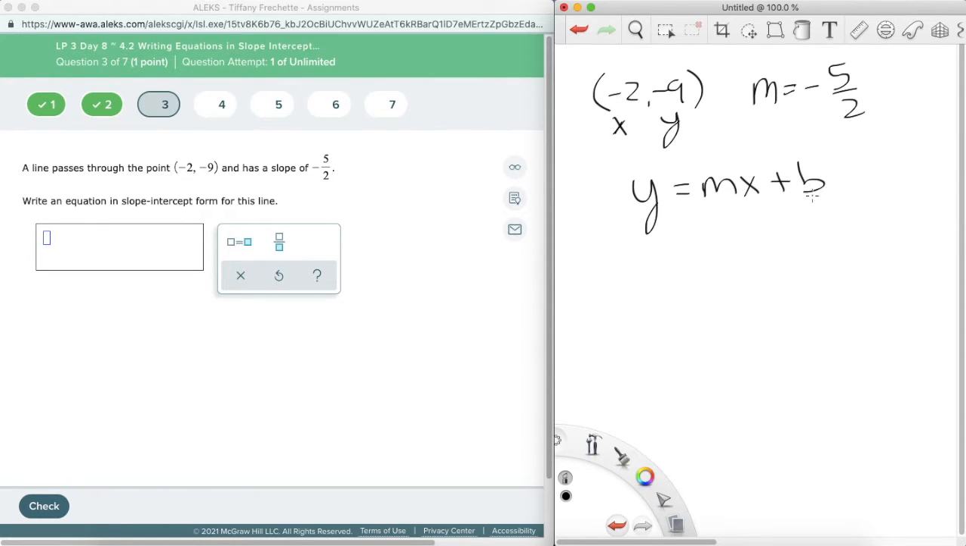I'm going to fill in these three pieces I have. I have x, y, and m. And then I'm going to solve for b. That way I can go back in and plug in just m and b.